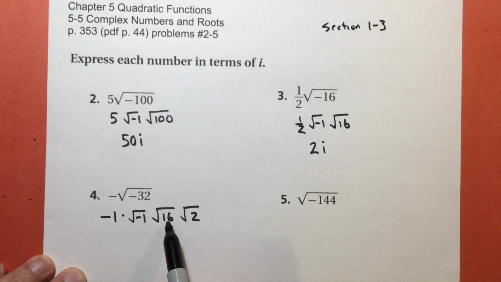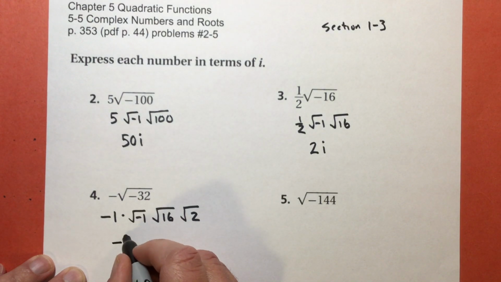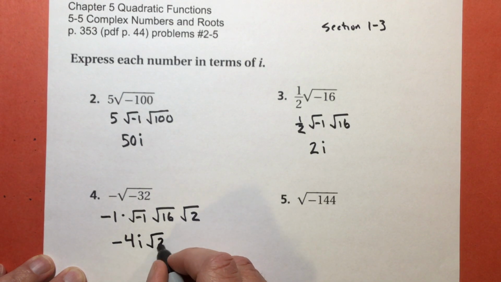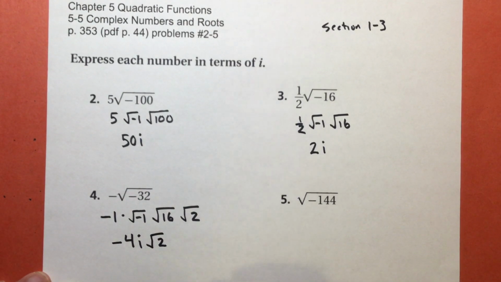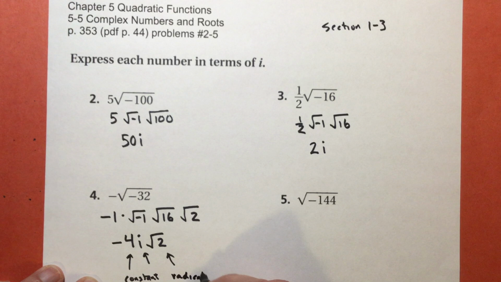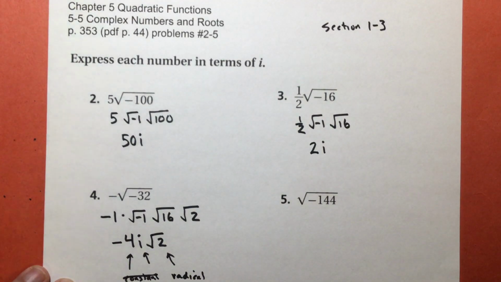The square root of 16 is 4, so I'm going to get -4. The square root of -1 is I, and the square root of 2 is just the square root of 2. And if you remember from the previous video, we talk about the coefficient at the beginning, then we show I, and then we have the radical. I'm sorry, I didn't mean to say constant, I meant coefficient. It's the CO words that threw me off. And that's the order that we write them in.